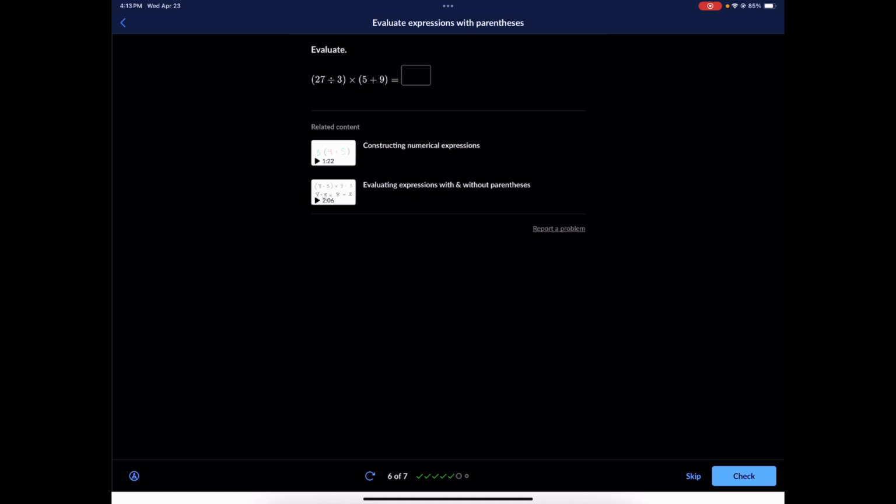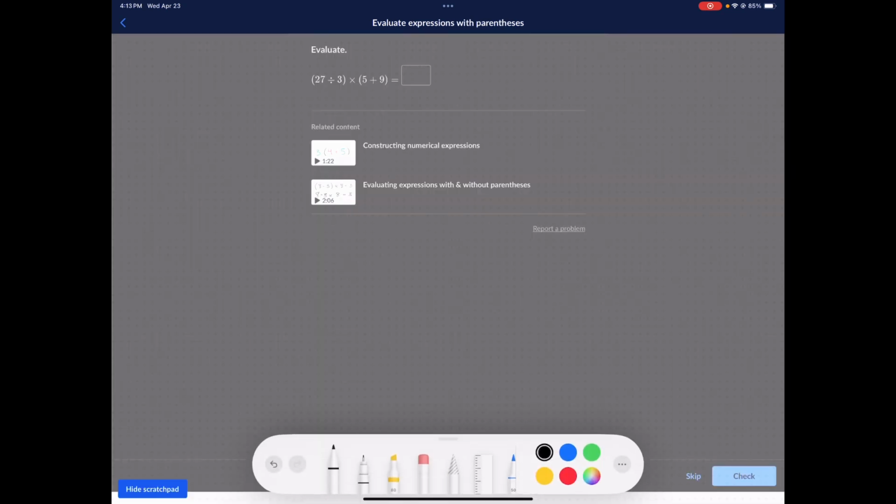Okay, here we go. Evaluate. So, we have more parentheses. So, whatever we solve first does not matter.